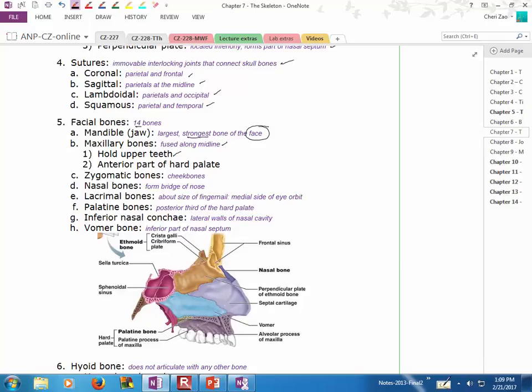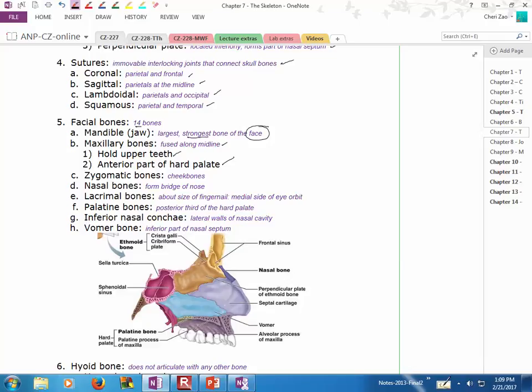The maxillary bones indeed are fused along the midline and form the anterior portion of our hard palate. And so when you actually take your tongue over your hard palate behind your teeth, you're pretty much feeling all maxillary bone, because the palatine bones are the very back aspect of it, and sometimes you try and do that and you might cause yourself to gag. But the anterior portion of the hard palate is maxillary bones.